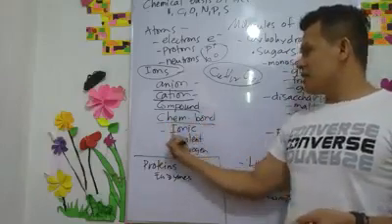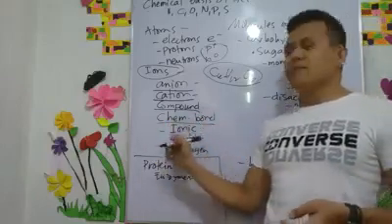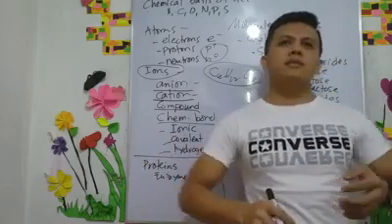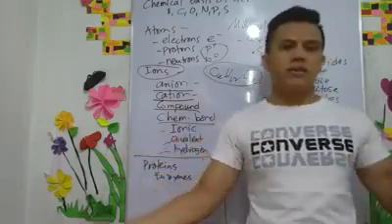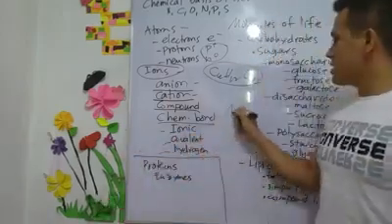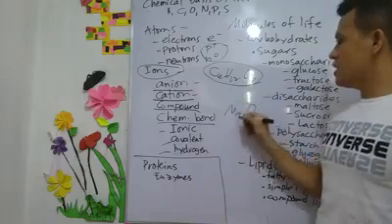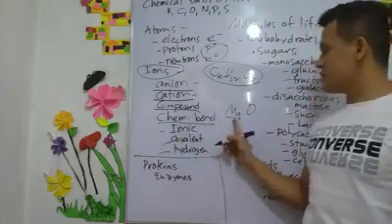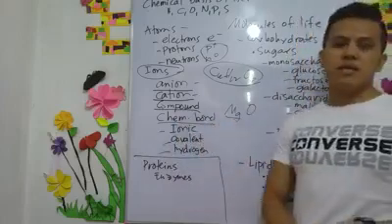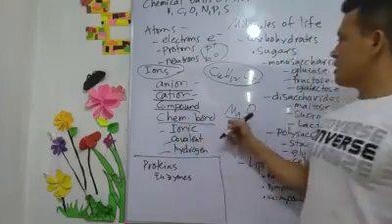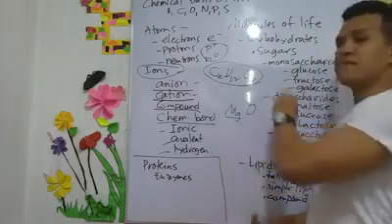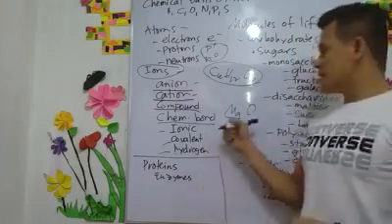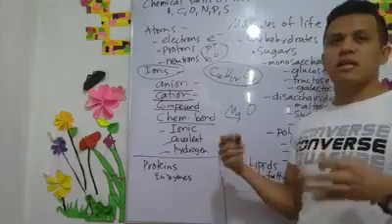Next, we have chemical bonds. Examples of the three chemical bonds that we have: ionic bonds. When I say ionic bonds, this is a transfer of electrons, like magnesium oxide. This is a bond between a metal and a non-metal. Magnesium is a metal and oxygen is a non-metal. Magnesium transfers some of its electrons to oxygen to make it stable.